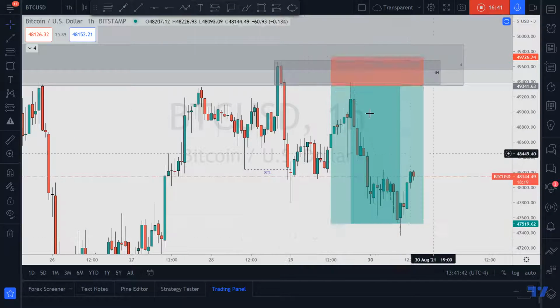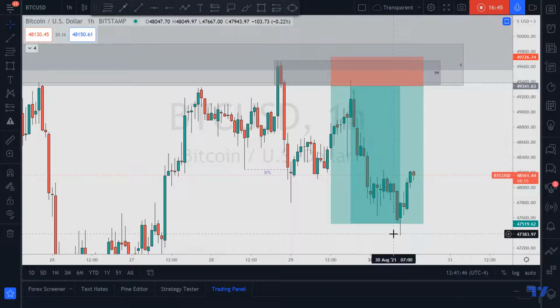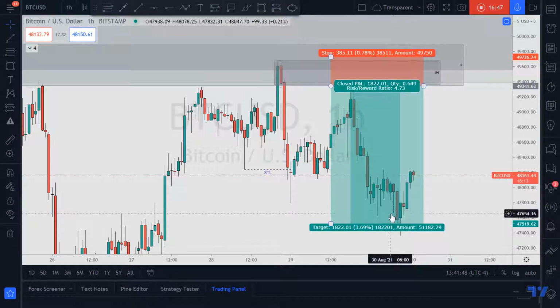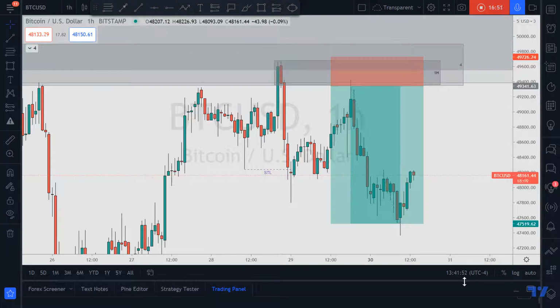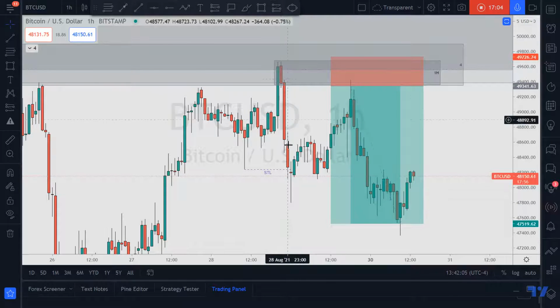I want you to look at this impulse leg of Bitcoin and ask yourself: is price going to go up or down from here? What is the momentum? It looks bearish, and price is maintaining that bearish momentum. How do you know? Because it's respecting bearish order blocks, and it's breaking structure to the downside.